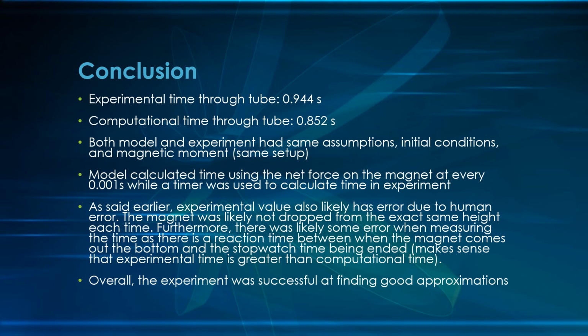However, as said earlier, the experimental value is also less accurate due to human error. This came partially from the fact that the magnet was not dropped from the exact same height after each trial, and also that there was some error when measuring the time, as there is a reaction time between when the magnet comes out of the bottom of the tube and the stopwatch being stopped. Therefore, it makes sense that the experimental time is greater than the computational time. However, overall, the experiment was successful at finding good approximations.